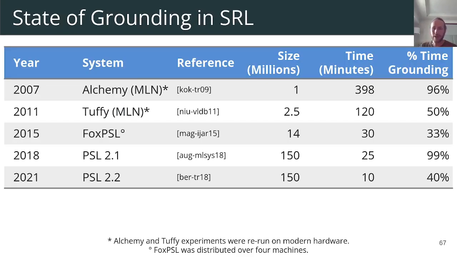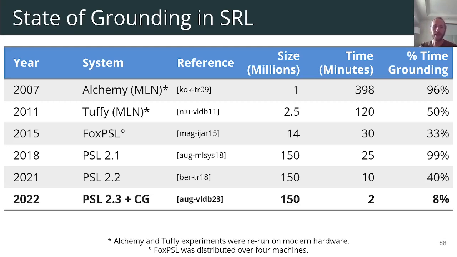So now that we have all these results from collective grounding, we have to modify our milestone table from earlier. We have to add in PSL with collective grounding. So now we were able to improve the runtime of this specific model by 5 times. And for the first time ever, we reduced our time spent grounding to under 10%, which is a pretty huge improvement.